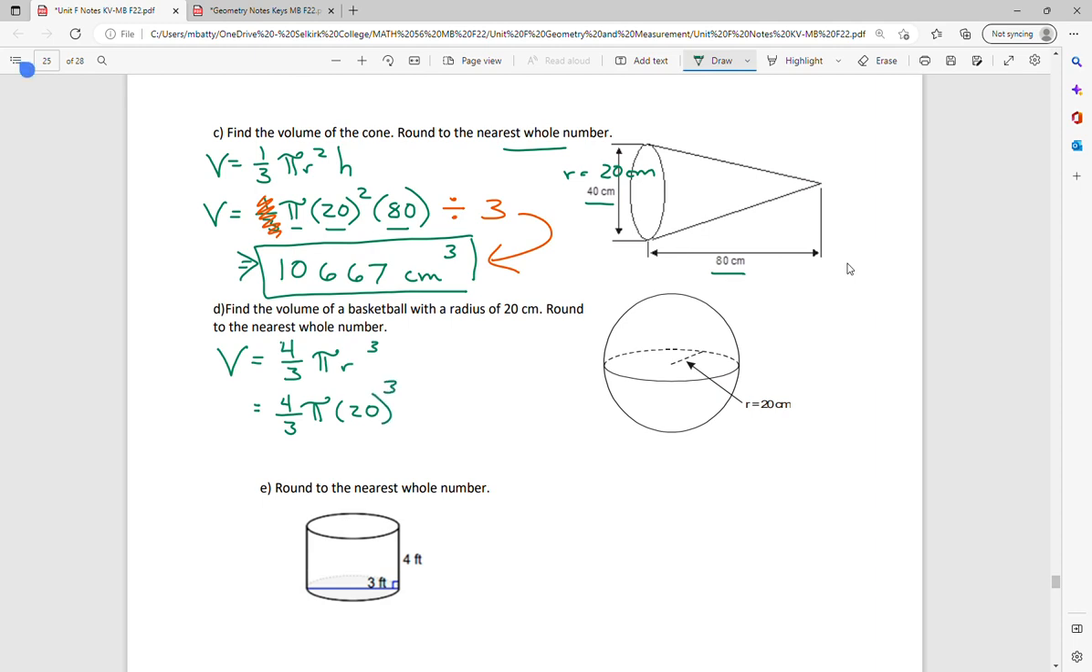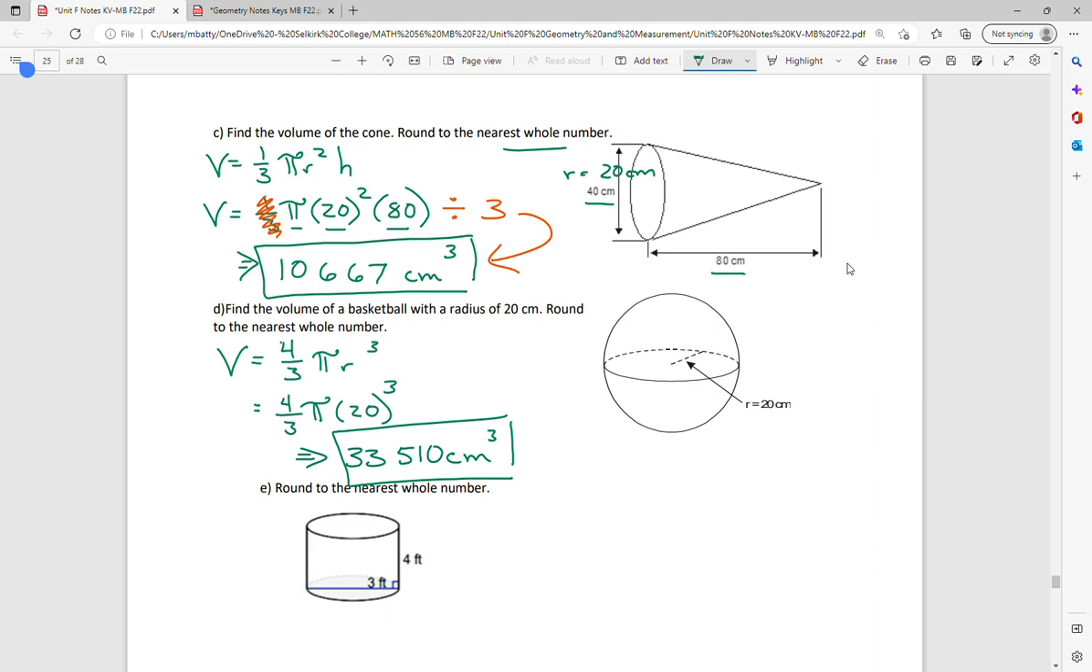So in this one, again, a little bit of calculator work. Take your time to punch it in. We're going to round this to the nearest whole number. So we get 33,510 centimeters cubed. Oops, almost forgot that part. Whole point of what we're doing here, cubic volumes, right?